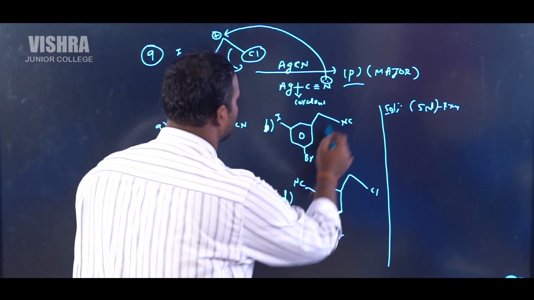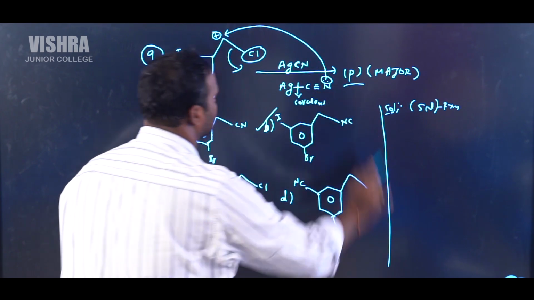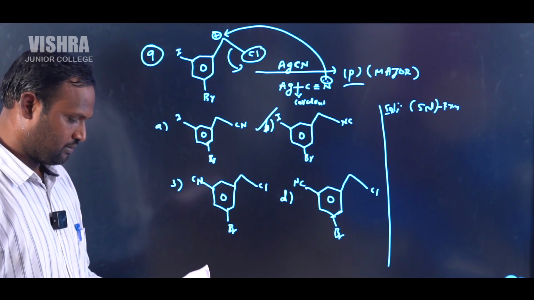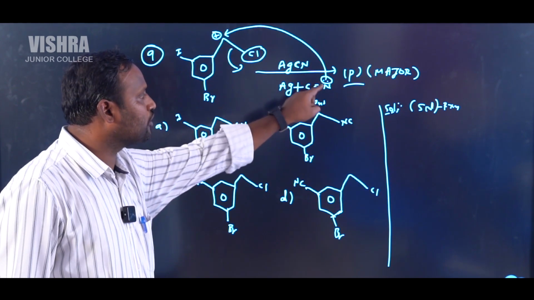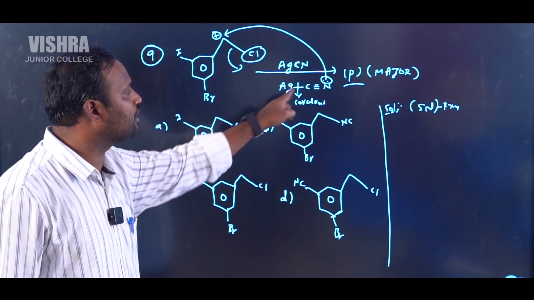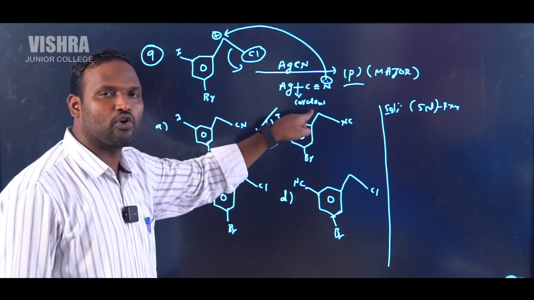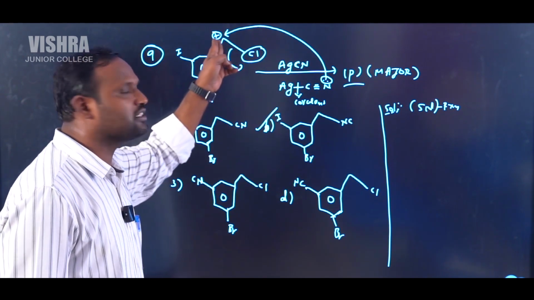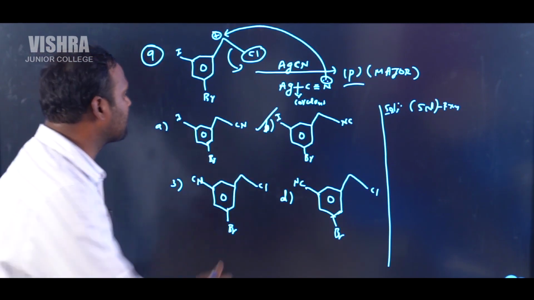So that gives the second option. In this case, the lone pair of nitrogen is involved in the substitution reaction. There is no involvement of carbon. We can't break the Ag-CN bond in this case, because the bond between these two is covalent. That's why the lone pair of nitrogen is involved in substitution. So finally it becomes an isocyanide. So the second option is the correct answer.